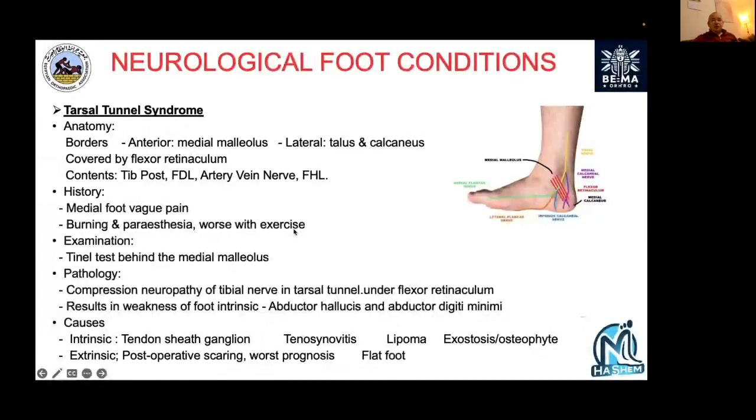Now we'll go to the neurological conditions of the foot. They are always overlooked. If you go back and compare how many cases you have seen in your practice of tarsal tunnel compared to carpal tunnel, you will definitely spot that tarsal tunnel is very underdiagnosed and carpal tunnel is very overdiagnosed. I can argue that, of how many cases of tarsal tunnel you have seen, I'm sure it's not a lot.